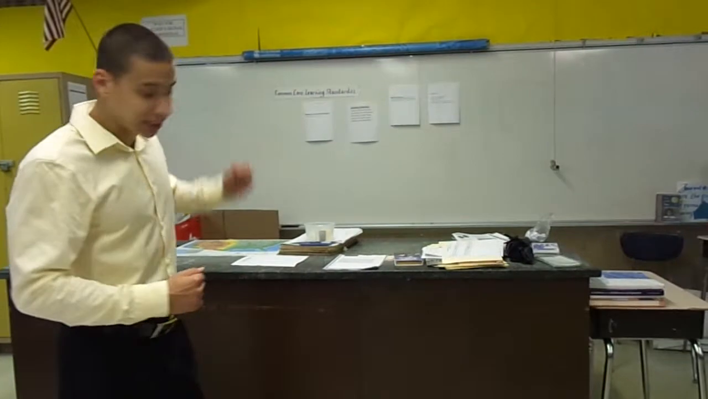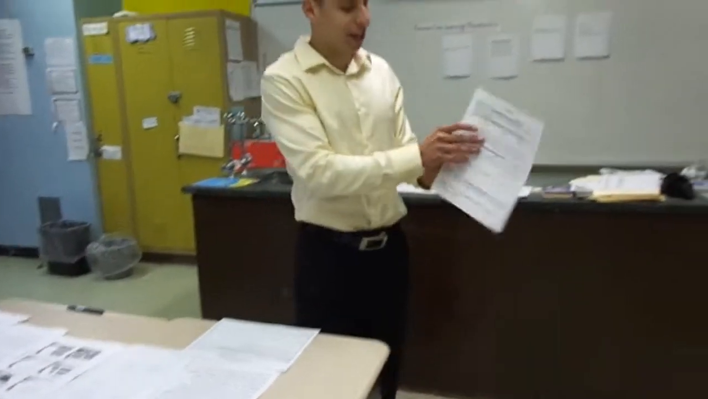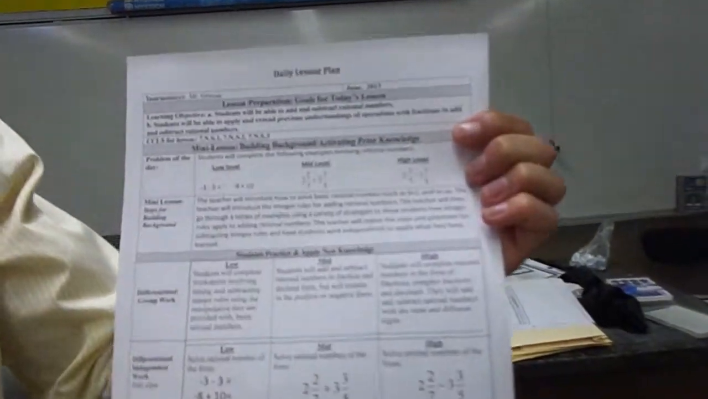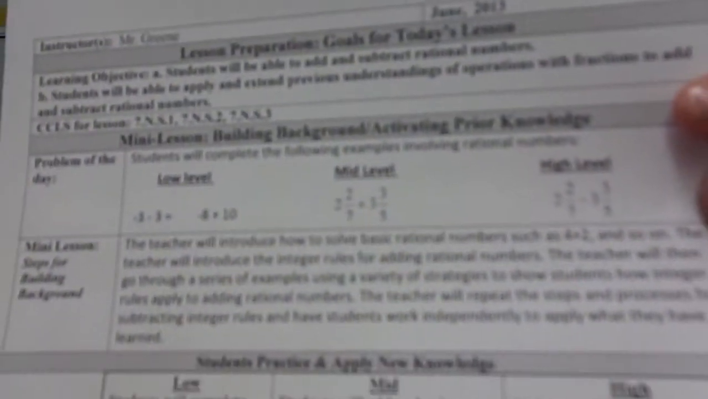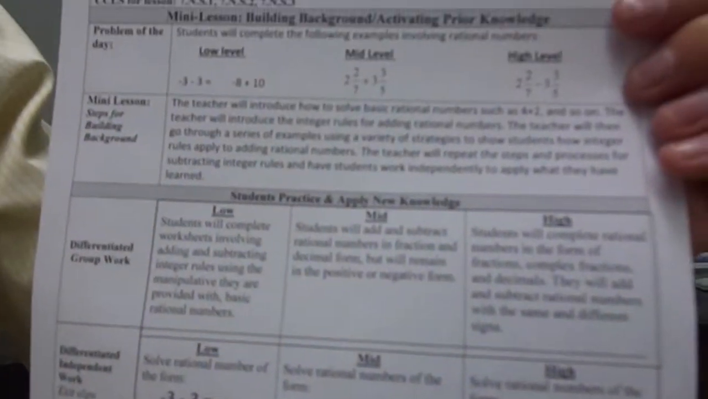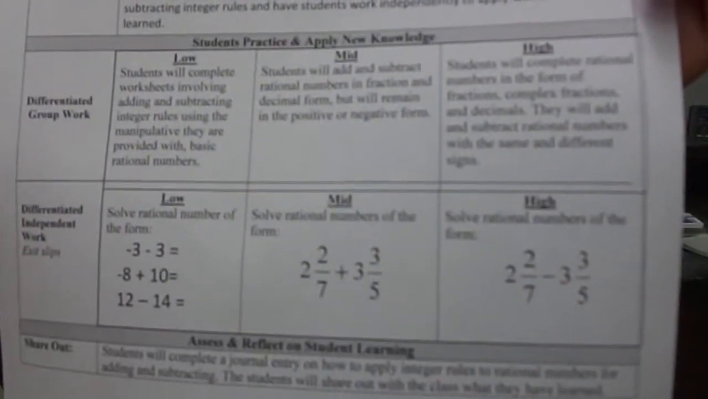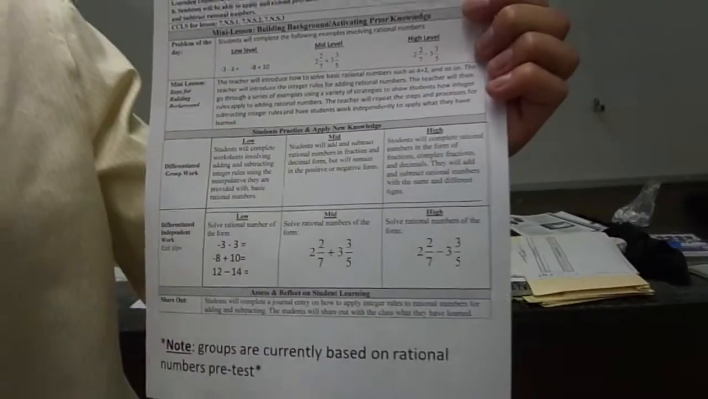The learning objective and the essential question are in the lesson plan. However, if an administrator or a principal comes in, they want to see where you are and where you're headed. But most importantly, it's for the students. Now, the lesson plan, as you can see here, has my learning objective, my Common Core learning standards, my problem of the day, my mini lesson, which is what I will be teaching, my differentiated group work, and my differentiated exit slips, as well as my share out.